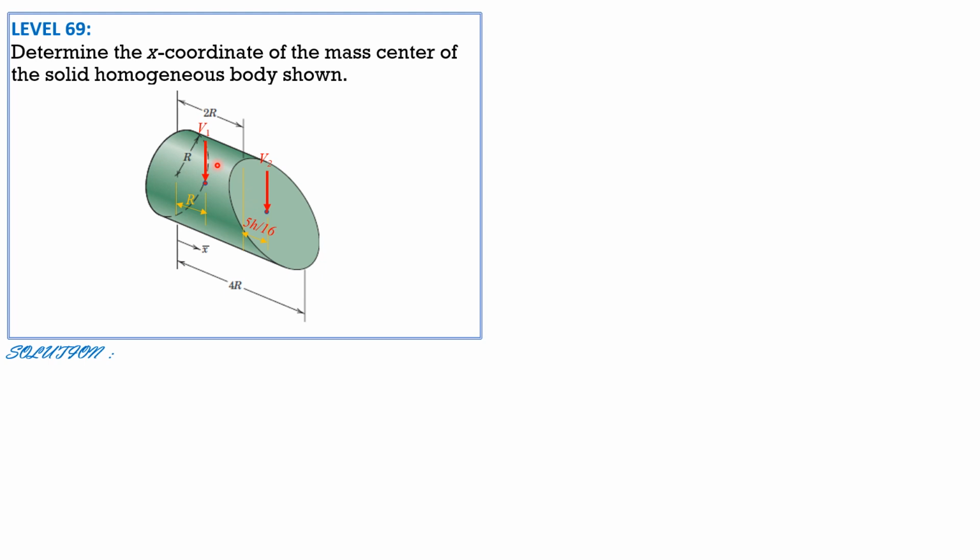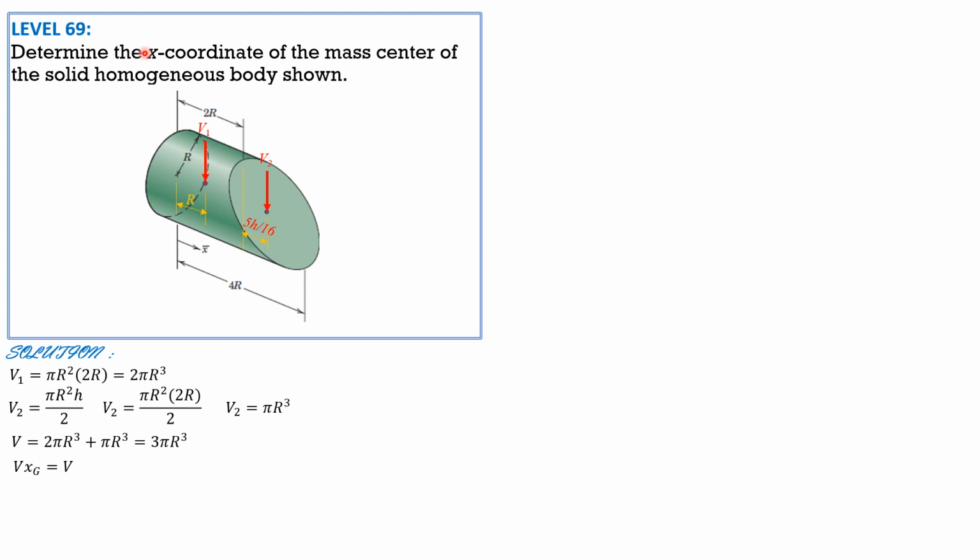So volume 1 is area of the base times height, which is pi r square times 2r. So it is 2 pi r cubed. Volume 2 is pi r square h over 2, where h is 2r. So pi r square over 2 times 2r is pi r cubed. So the total volume, therefore, is volume 1 plus volume 2, 3 pi r cubed. Then we apply Varignon's theorem in locating xg.